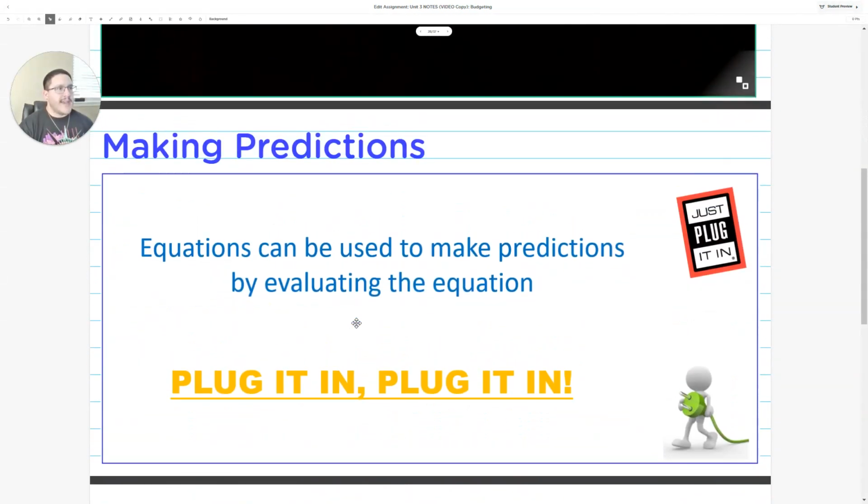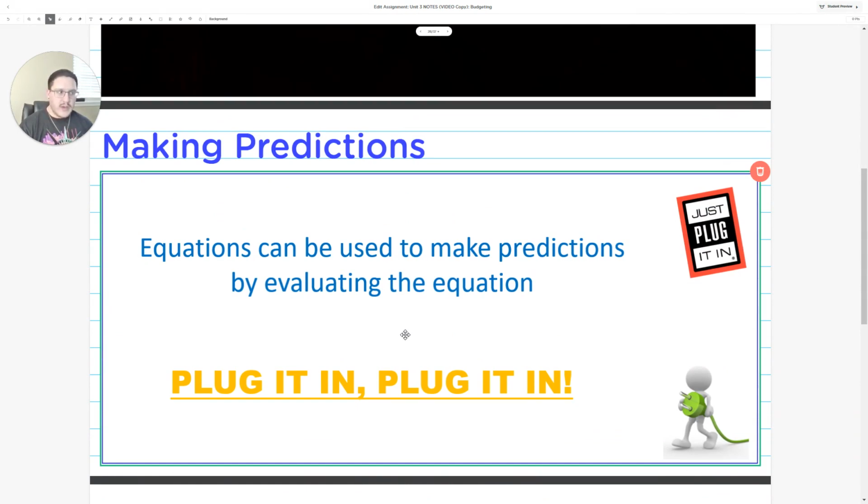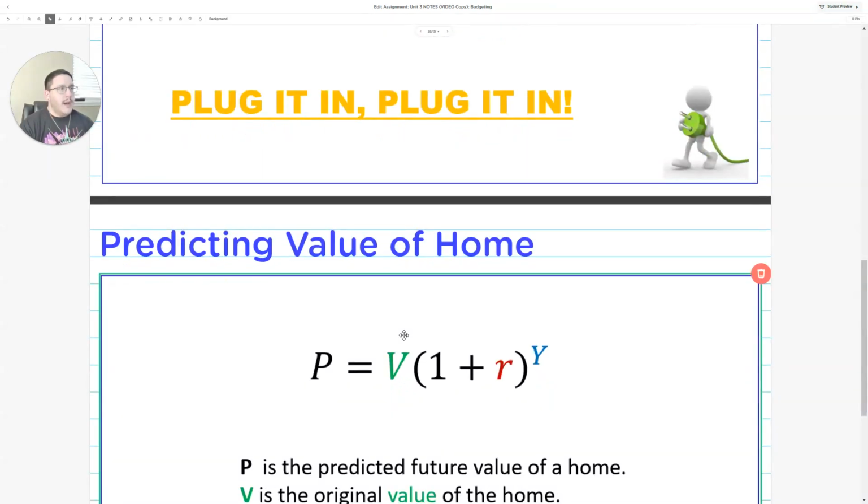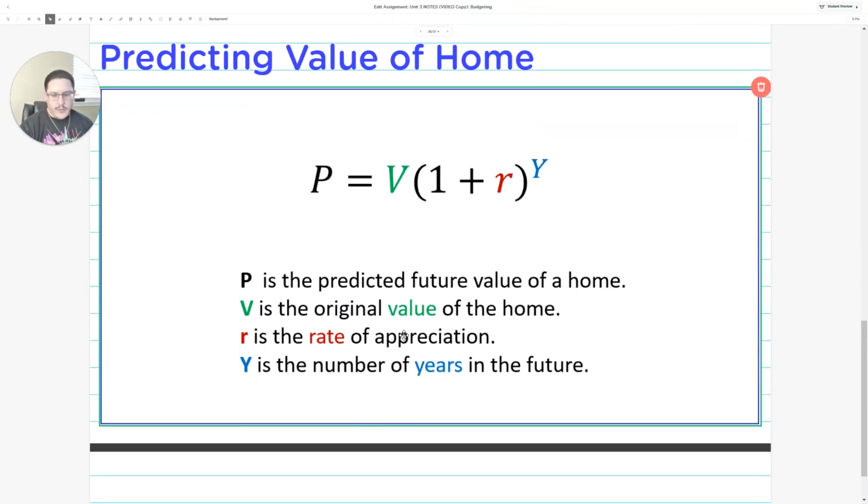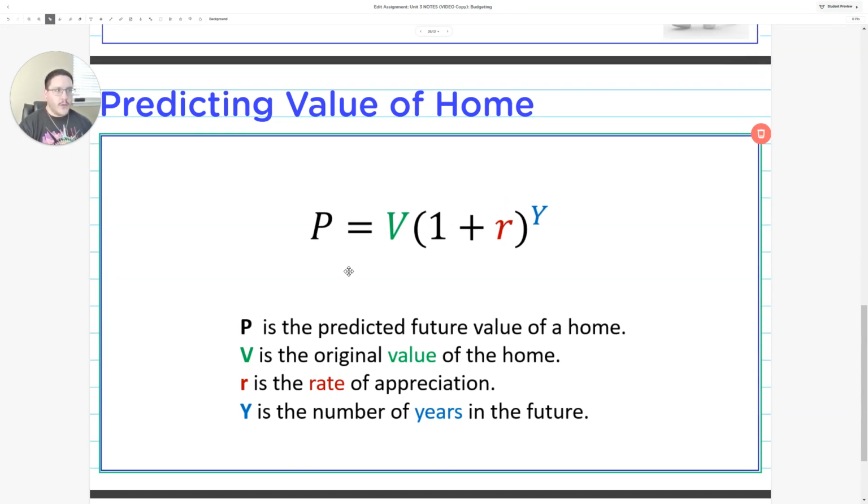Okay, making predictions. Equations can be used to make predictions by evaluating the equation. So there's going to be a lot of plugging in and solving. First off, let's look at what the formula we're going to use is. This is called the future value formula. So P is equal to V times (1 plus R) raised to the Y power.